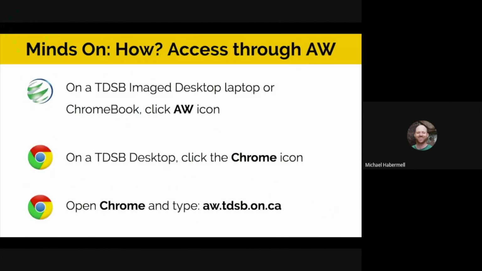So how do I access Google Forms? At the TDSB, teachers and students can access Google Apps for Education through their academic workspace or Gmail linked to TDSB AW. On a TDSB computer, what you do is click the AW icon, or in some cases, it might be installed right into Chrome. From home, you'd open Chrome and go to aw.tdsb.on.ca. And there you'll log in with your TDSB username and password.